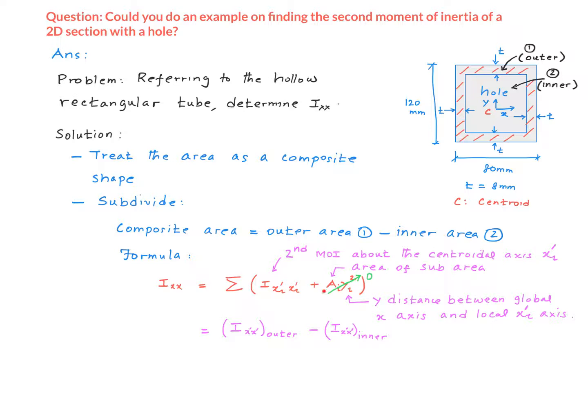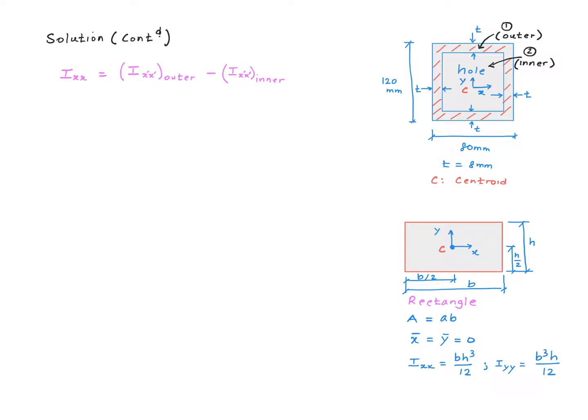And on this basis, the sum simply expands into this. That is, Ixx of the composite area equals Ix'x' of the outer area minus Ix'x' of the inner area, which is the hole. I brought the formulas here for the second moment of inertia about the centroidal axis for a rectangle. Ixx is bh cubed over 12. So b in this formula is the dimension parallel to the axis x, right? And h is the dimension perpendicular to the axis x.